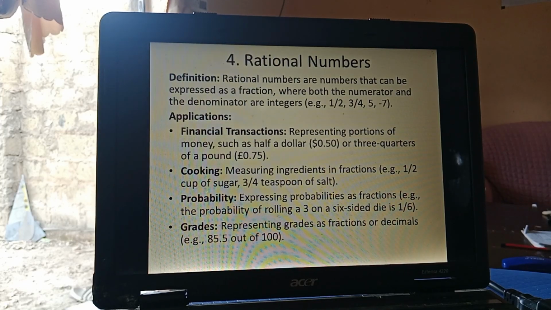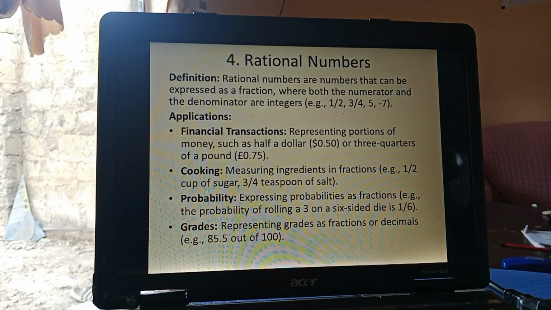Next type of numbers is rational numbers. Number 4, definition. Rational numbers are numbers that can be expressed as a fraction, where both the numerator and the denominator are integers. E.g., 1/2 or a half, 3/4, 5, -7. Now, you might say 5 is not a fraction, but 5 is the same as 5/1, and negative 7 is the same as negative 7 over 1.